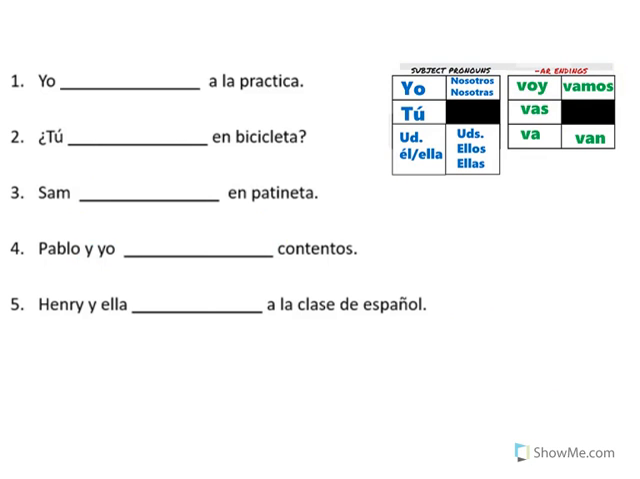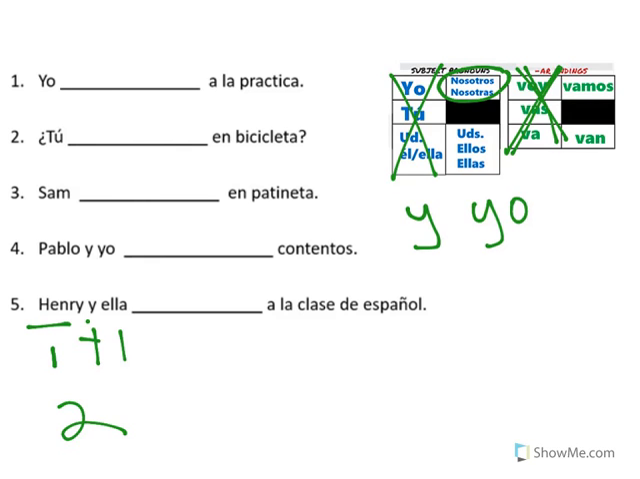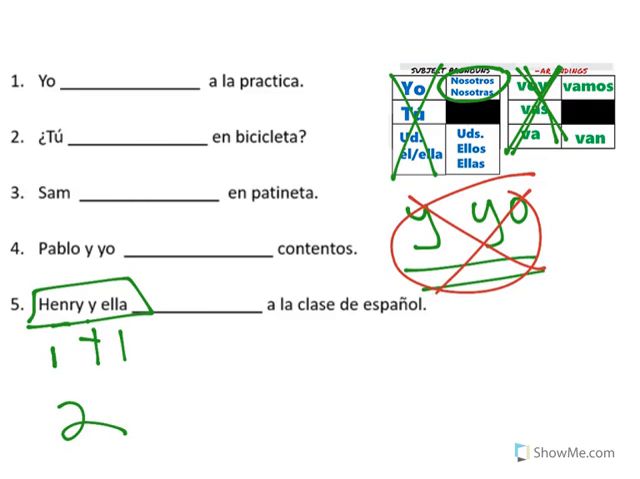Number 5. Henry, that's one person. Y ella, and her, that's another. Total of 2. Okay, so there's 2. Cannot be this side. It's that. Cannot be this side either of the verbs. It cannot be nosotros because remember, for it to be nosotros, it must say y yo. It doesn't say y yo. Look, it says Henry y ella. It does not say y yo. So it cannot be that, which means it cannot be this, and it cannot be vamos. Your answer is van. They go.